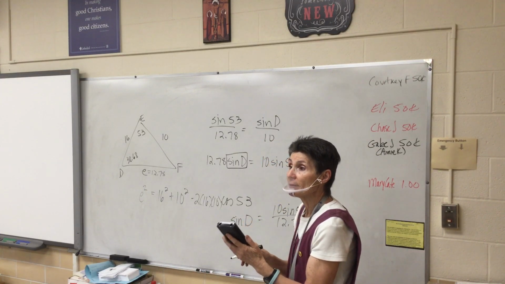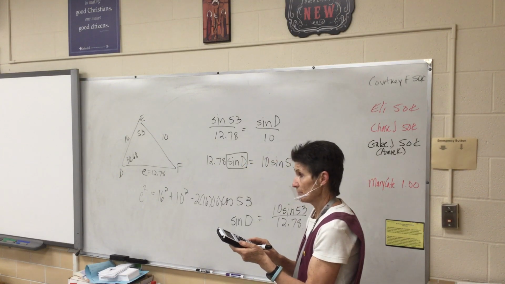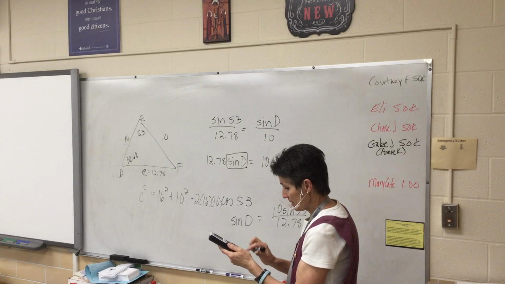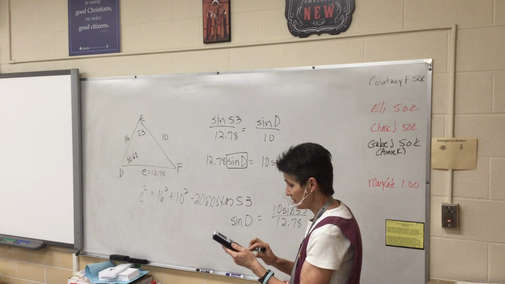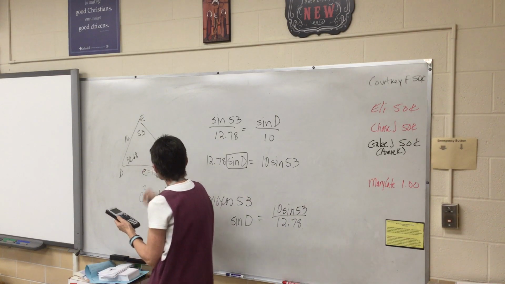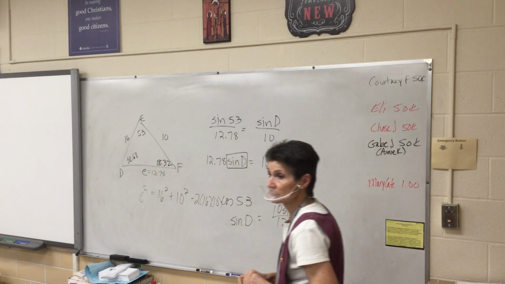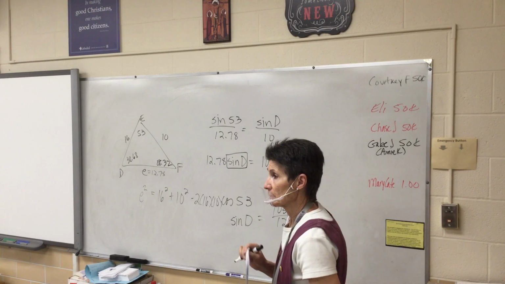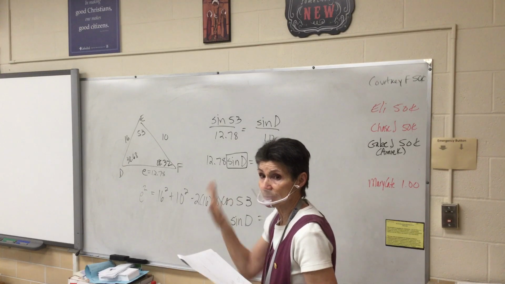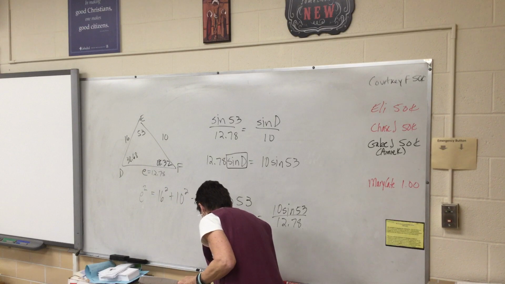And then how about angle F? Just subtract. Don't make it hard, right? 180 minus 38.68 and 53, 88.32. Is that okay with everyone? Remember, anytime you know two angles, just subtract from 180 to find the third one. Don't do a bunch of extra stuff.